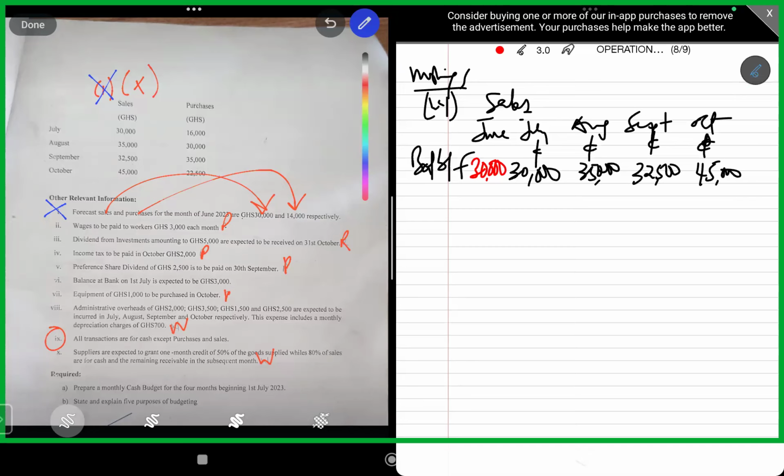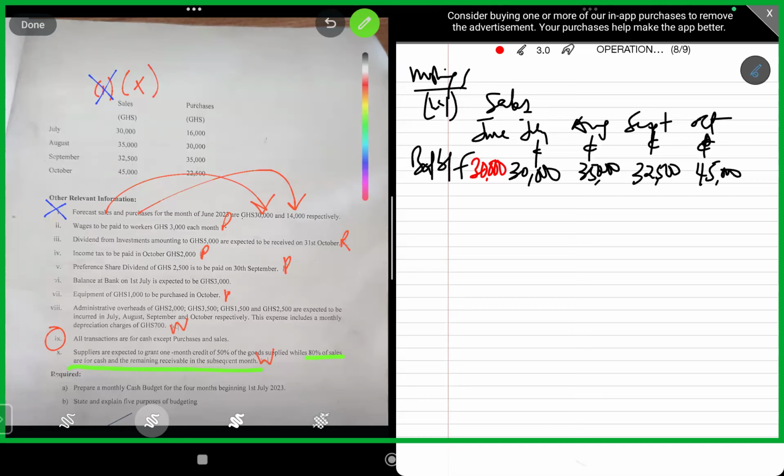So what it means is that the sales figures we are looking at are not all cash sales. And I've told you, for a cash budget we are only interested in cash. Anything not cash, we dispense with it. We take them out. Do you remember that? Yes, please. The question says that 80% of the sales are for cash. What does it mean? You calculate 80% of sales to get the cash.